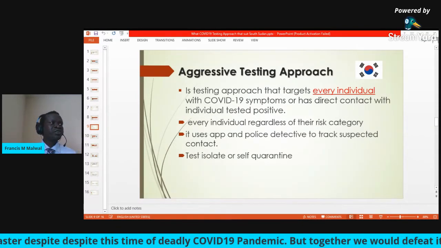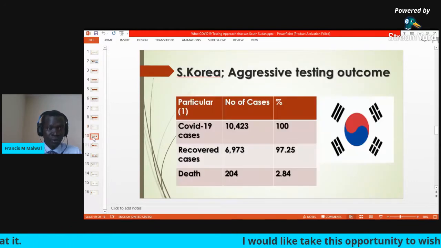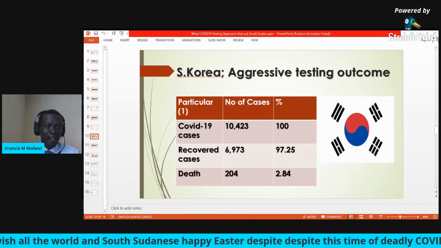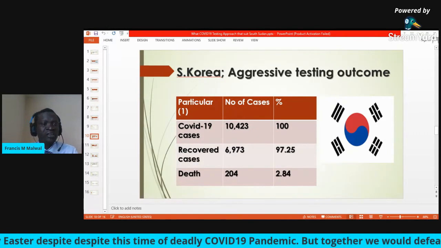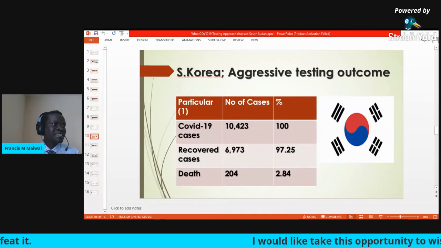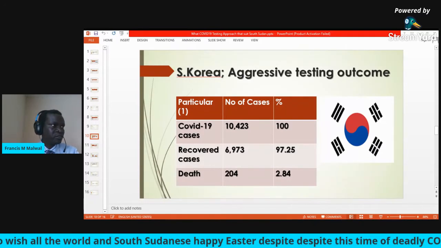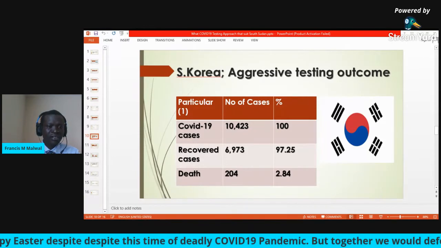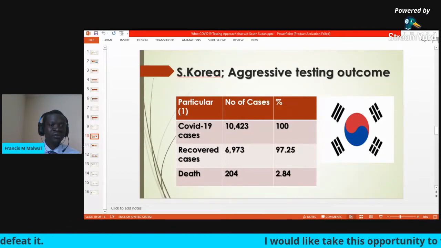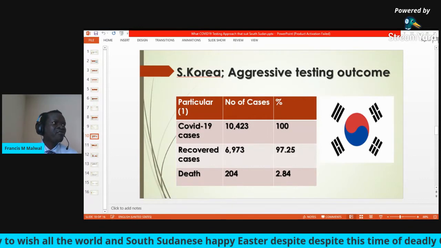You see that South Korea is very close to China. But let us look at the outcome. What was the outcome of their approach? South Korea has over 10,000 cases, and of those, almost 7,000 recovered from the disease. The recovery rate is over 97.25%. You see, more than 97% recover from the disease, and the death rate is less than 3%, compared to the US, which has 39%.